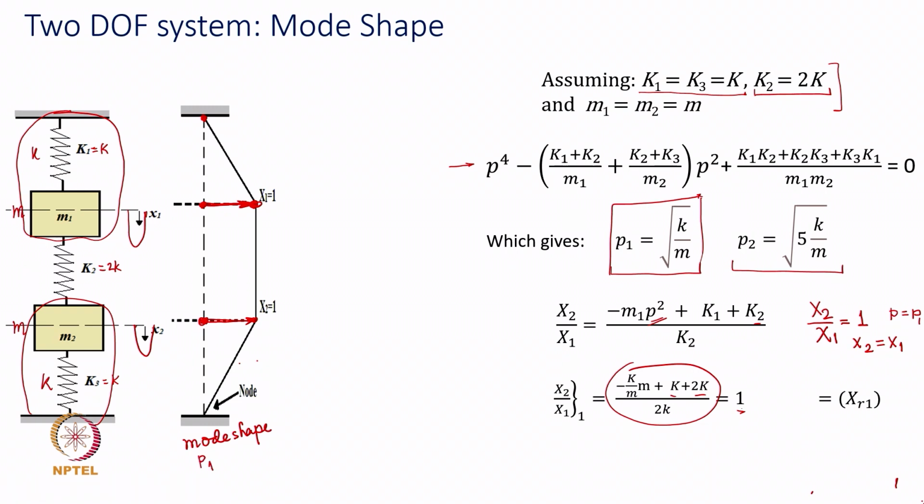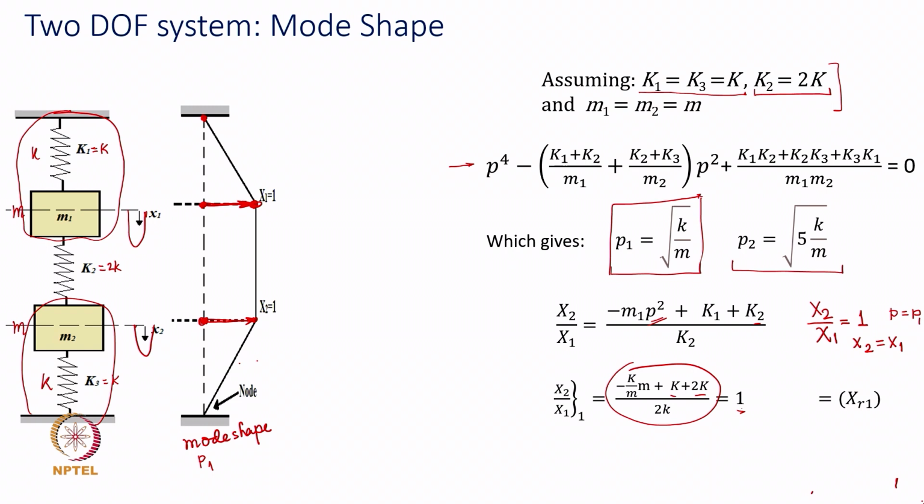Okay. Mode shape is always defined in the context of a particular natural mode of vibration. So, this x2 by x1 equal to 1 represents the mode shape at the first natural frequency, and therefore, it is also called the first mode shape. Is that clear to you?